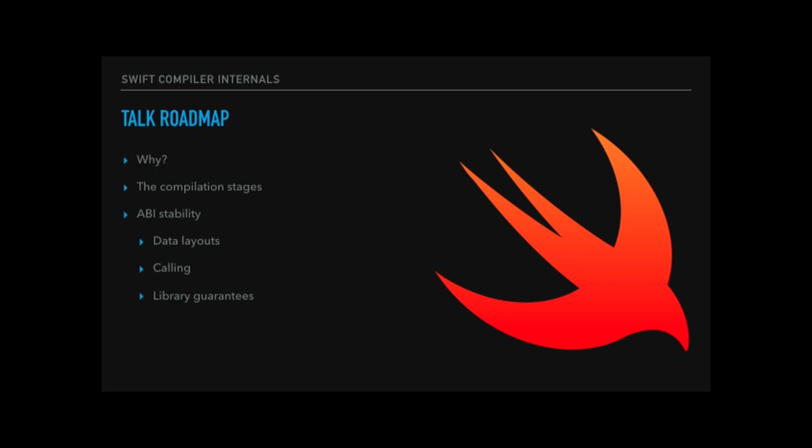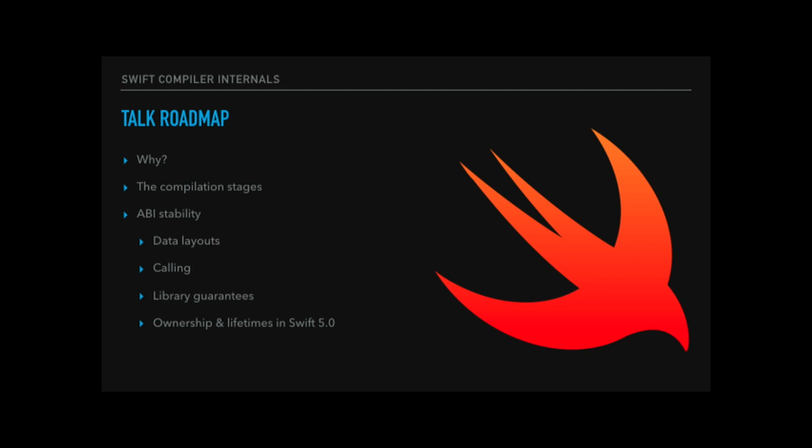Then I'm going to talk about library guarantees, which are not strictly part of ABI stability, but Swift is doing something very unusual where they want you to be able to explicitly semantic version libraries and APIs within those libraries. And as part of that, they have a guiding document which explicitly says the things you are and are not allowed to do to maintain ABI stability in your libraries between versions. This is really interesting. I can't think of any other modern language that makes this guarantee.